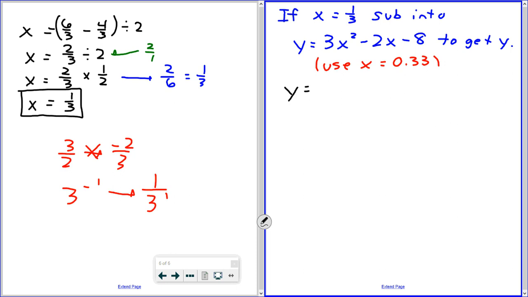So it's going to be y equals 3 times 0.33 squared minus 2 times 0.33 minus 8. That disgusts me, what I'm doing here. It does not look close. But I'm going to use it. Next year it's going to be all fractions. All right, so take a second, sub that in for me. If somebody has a calculator, that'd be nice.